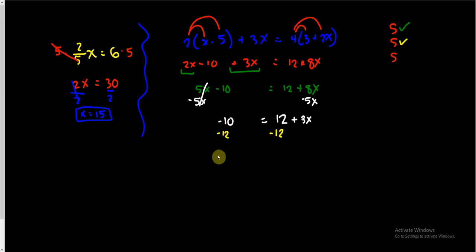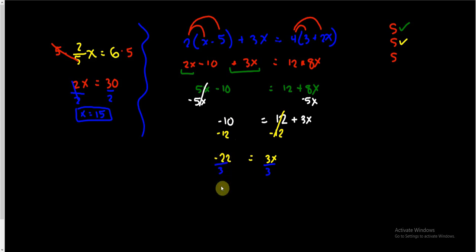Negative 10 minus 12, that's negative 22. And I'm left with 3x. All right, almost finished. But x is not by itself. It still has a 3 multiplied by it, so we'll divide both sides by 3.